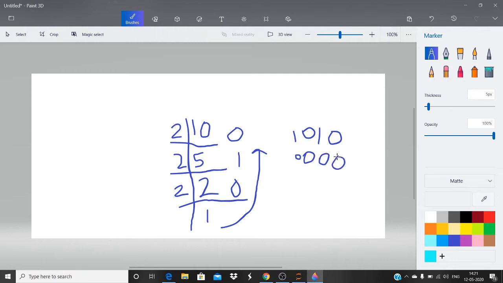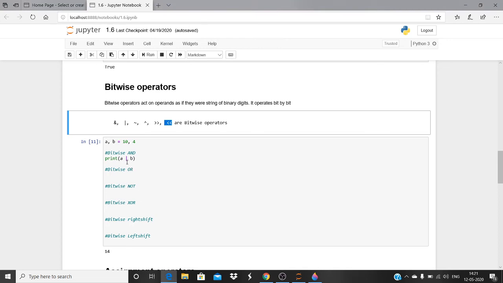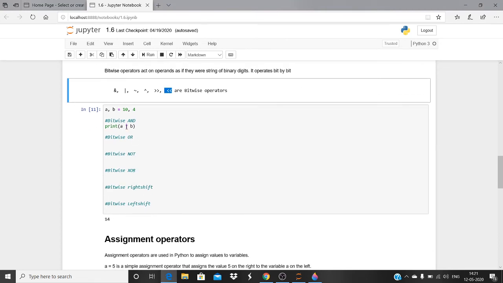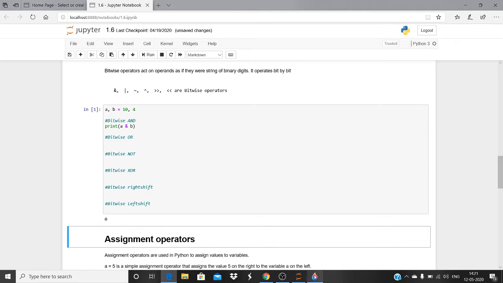Okay, so we apply the AND operator, and oh sorry, we apply the OR operator. Okay, let's apply AND. Run. The answer is 0. Let's see how.